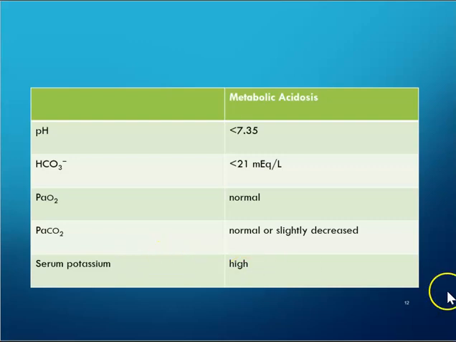Serum potassium, we're going to have some hyperkalemia. The potassium is taken into the red blood cells and then it's released into the bloodstream, and that is going to result in hyperkalemia. So metabolic acidosis, think hyperkalemia, especially if you're taking care of somebody who has DKA, diabetic ketoacidosis. When they come in, they're going to be in metabolic acidosis, and most of the time they're going to have hyperkalemia as well.